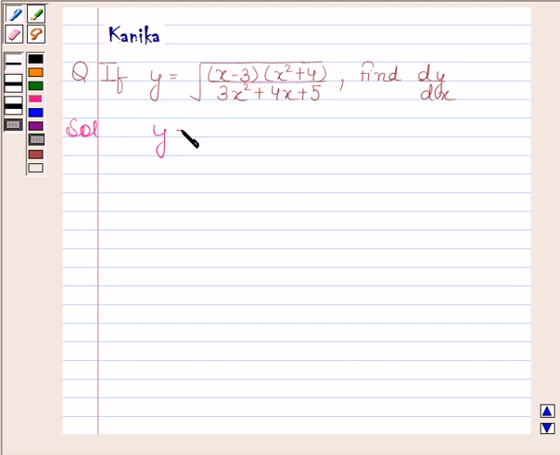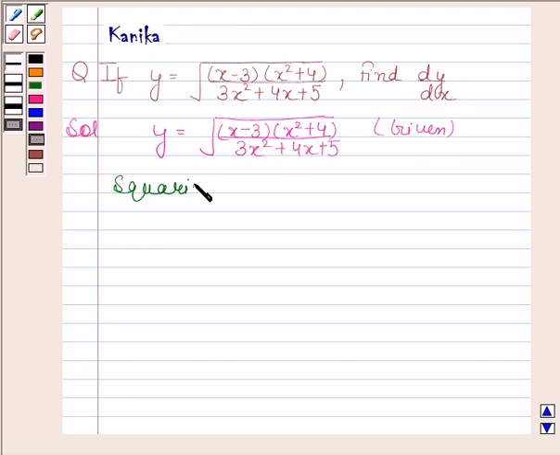We are given that y is equal to square root of (x minus 3)(x squared plus 4) divided by (3x squared plus 4x plus 5). Now we have to find dy by dx. Now we will square both sides of this equation. On squaring both sides, we get y squared equals (x minus 3)(x squared plus 4) divided by (3x squared plus 4x plus 5).